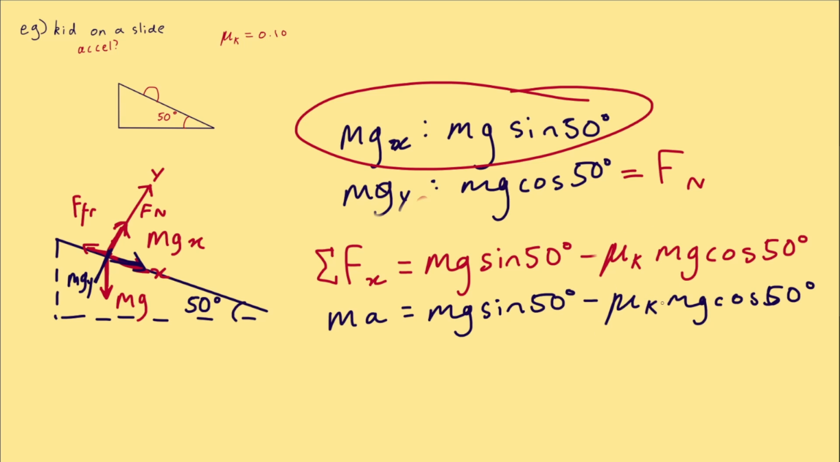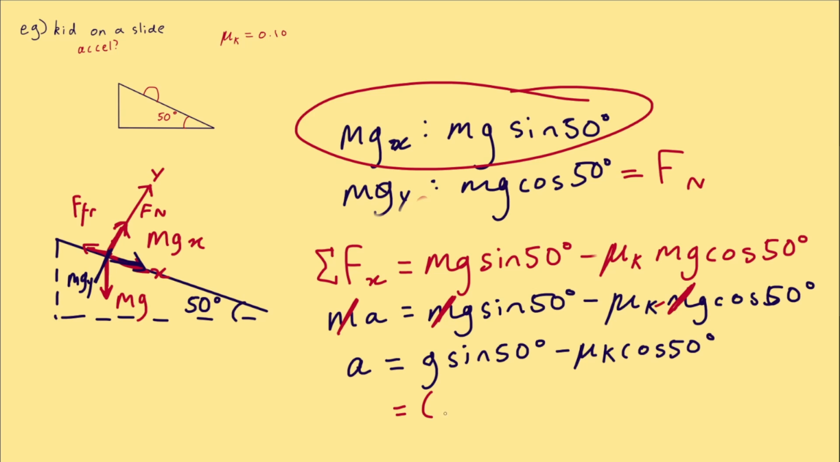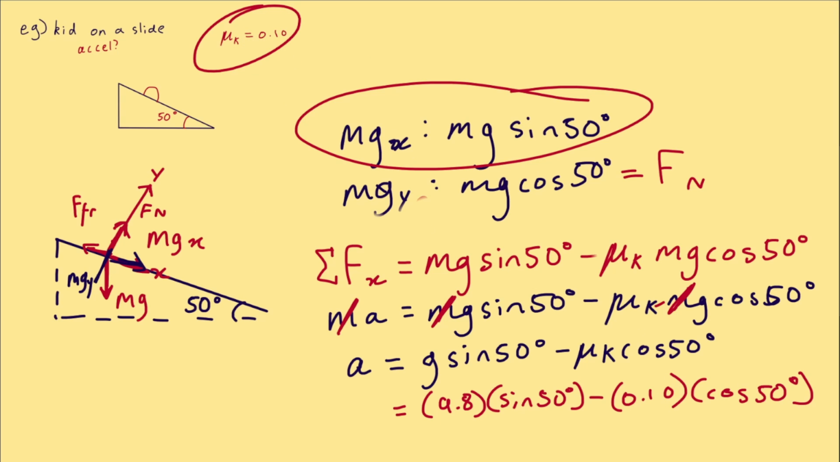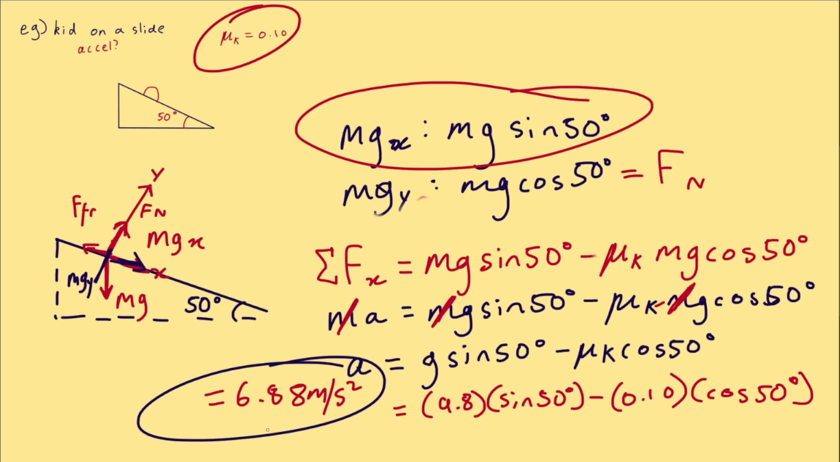Here's where something interesting happens. We can cancel out mass, because if we divide both sides by mass, mass is gone. Now we can solve for acceleration. Gravity times sine 50 minus the coefficient of kinetic friction times cosine 50. Plug in your values. And the grand answer after all this solving is 6.88 meters per second squared. There you go. He accelerates down the slide, so parallel to the slide. He accelerates at that speed.